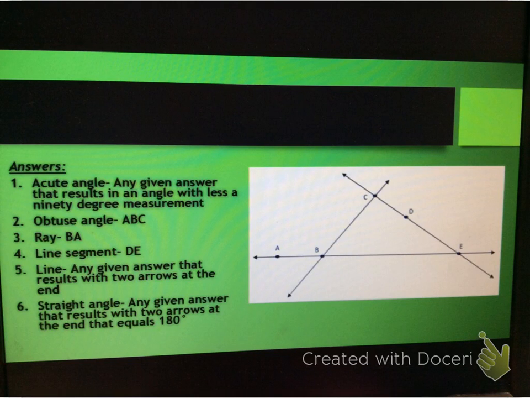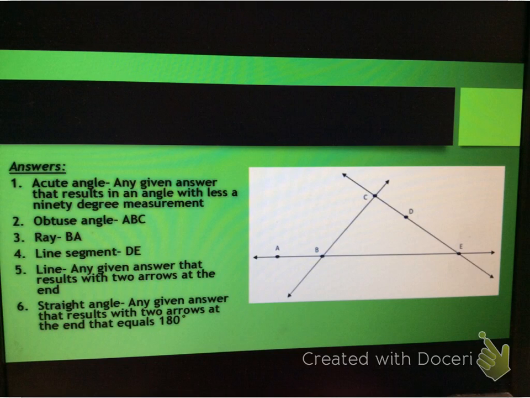Answers. Number 1, acute angle: any given answer that results in an angle with less than a 90-degree measurement. There are multiple answers. Number 2, obtuse angle: angle ABC. Number 3, a ray: angle or line BA.